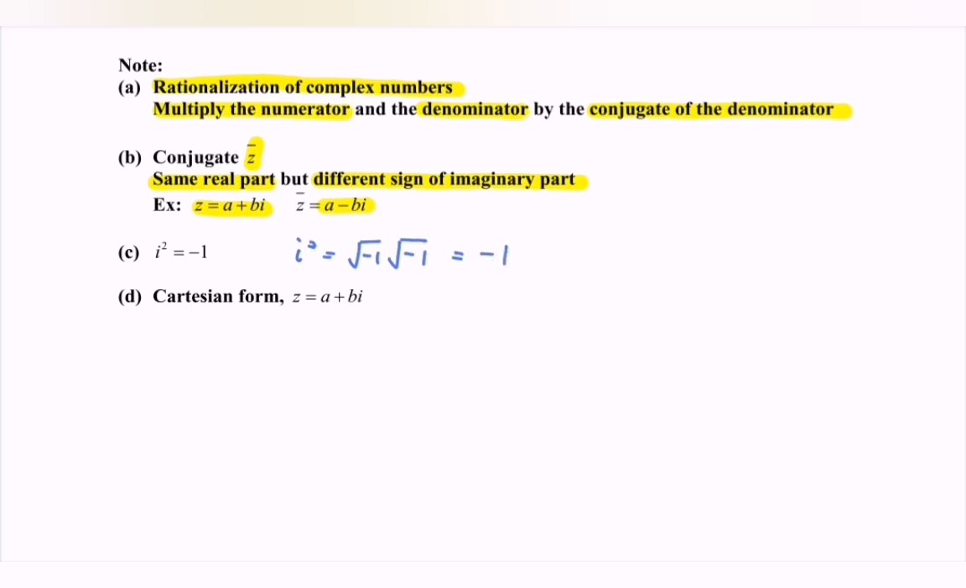Finally, we have D, Cartesian form. So that is the Cartesian form. z is equal to a plus bi.